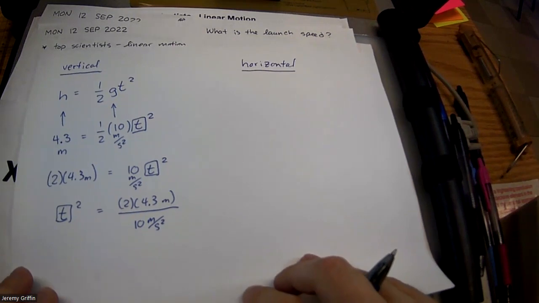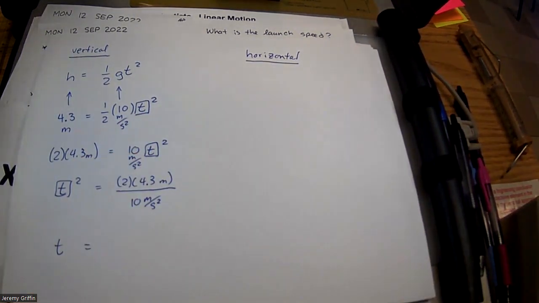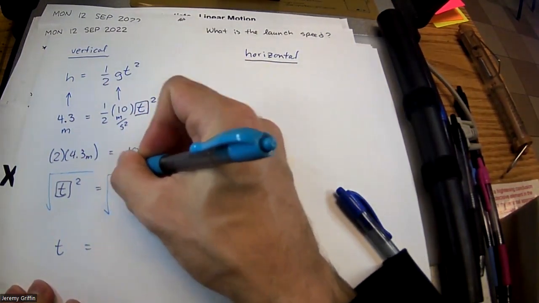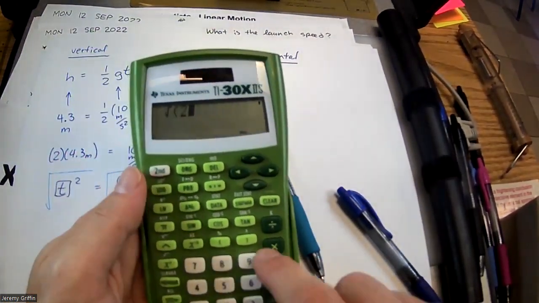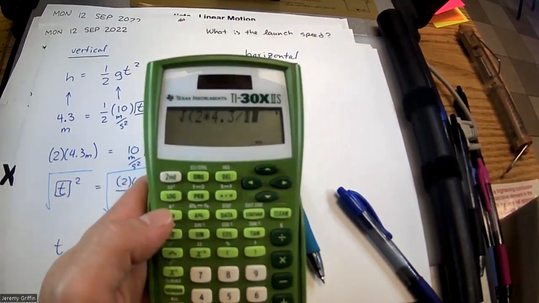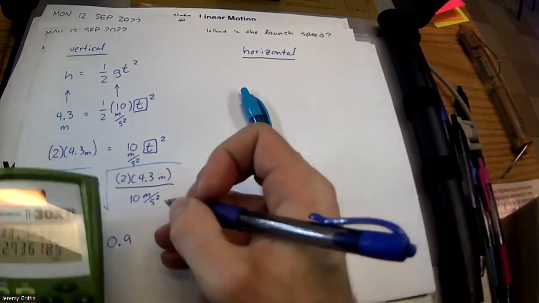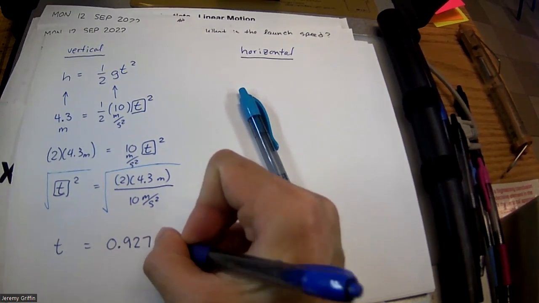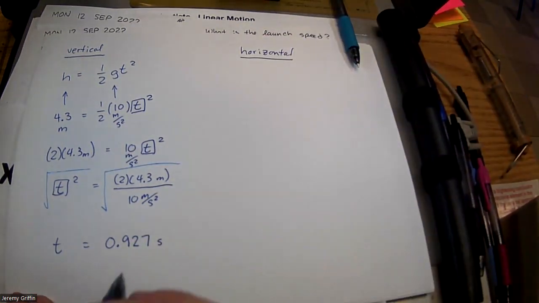And what's the last algebra step to extract t? What do you do to both sides? Square root, that's it. So square root both sides, balance the equation. Let's see what is the square root of 2 times 4.3 over 10. I'm looking at 0.9, maybe we should call it 0.93. I'll keep another digit though: 0.927 seconds. That's way too much precision, but that's okay because I'm using this as a middle step. This is just part 1 of 2. So now I got the fall time.